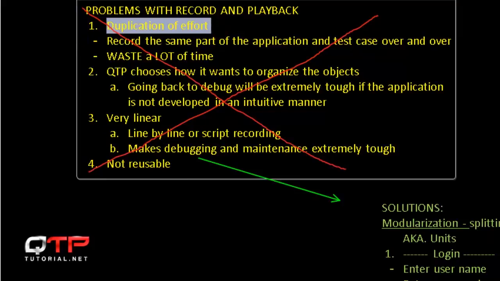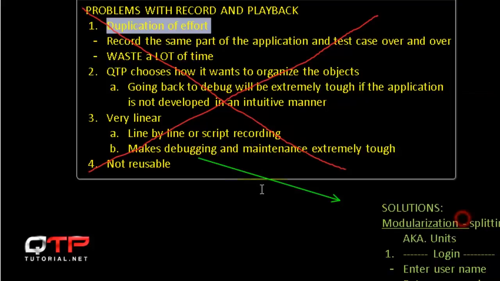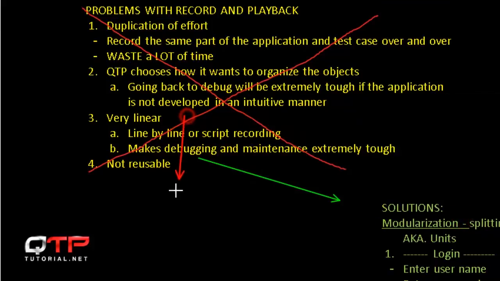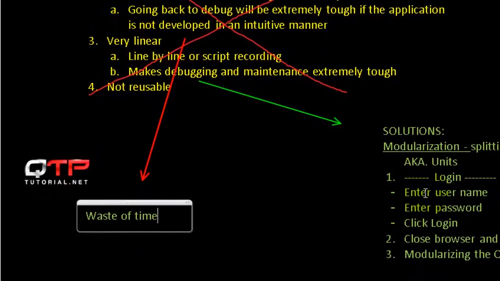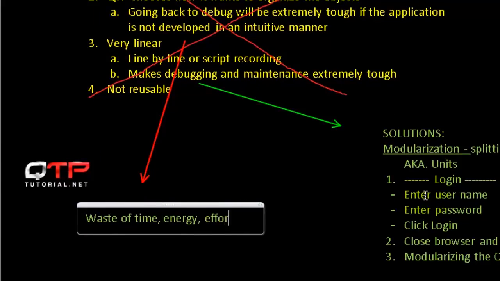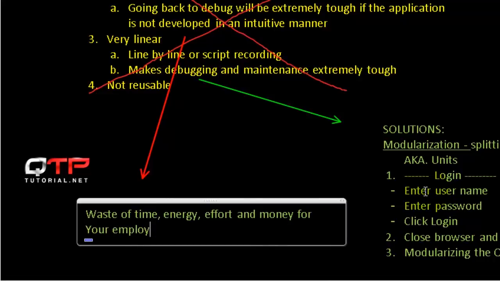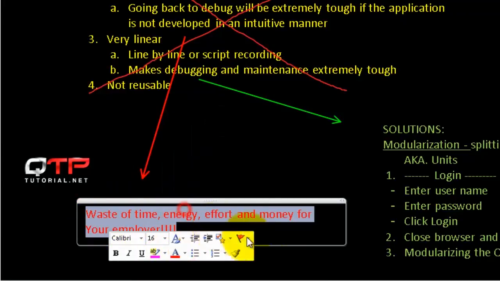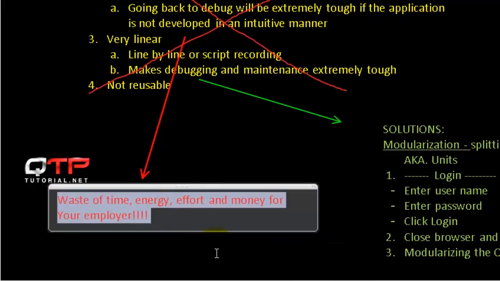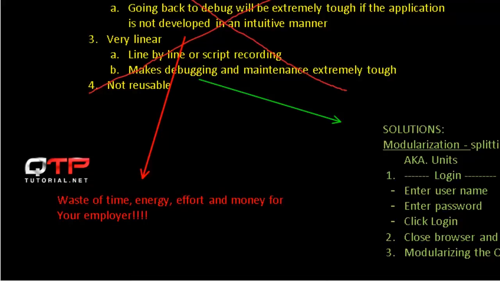So, all of this for you guys means waste of time, energy, effort, and money for your employer. Let me put this in red. Okay? You guys don't want to do this because it's not what being an automation engineer is about.